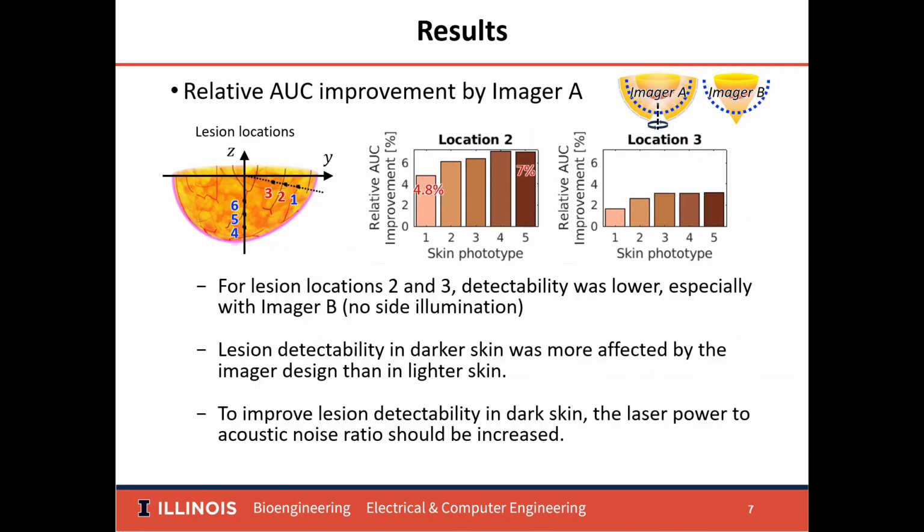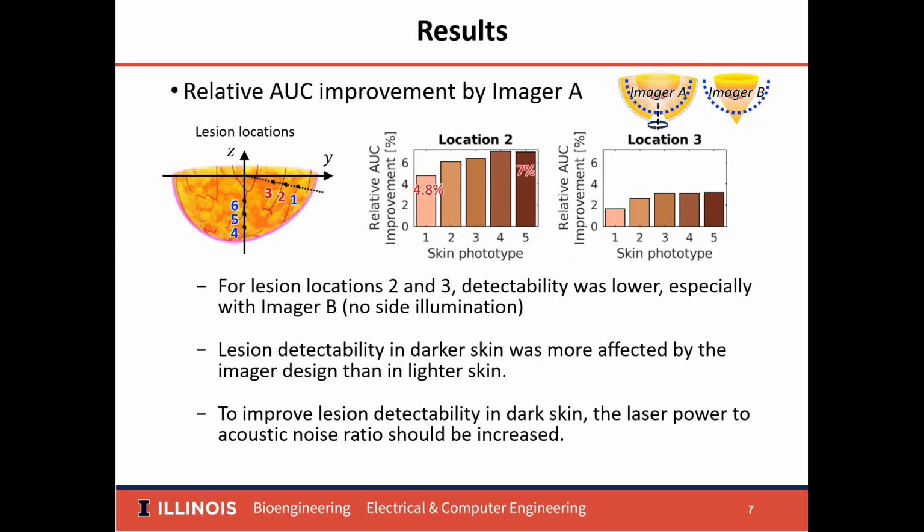Now, let's take a look at the key findings from our study. For lesions located along the z-axis or at a depth of 10 millimeters, the shallow depth, which correspond to lesion locations 1, 4, 5, and 6, both imagers showed relatively high and comparable performance in signal detection tasks, regardless of skin color. However, for lesion locations 2 and 3 in red font, detectability was lower, especially with imager B, which does not illuminate the breast from the side. Therefore, here we focused on the results for lesion locations 2 and 3.